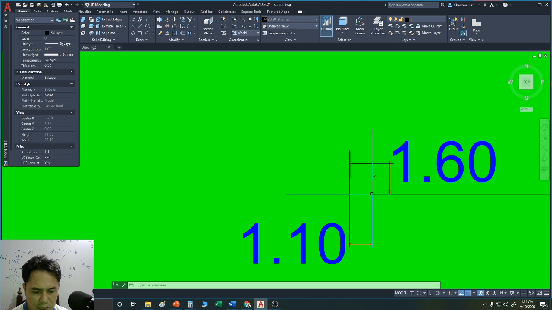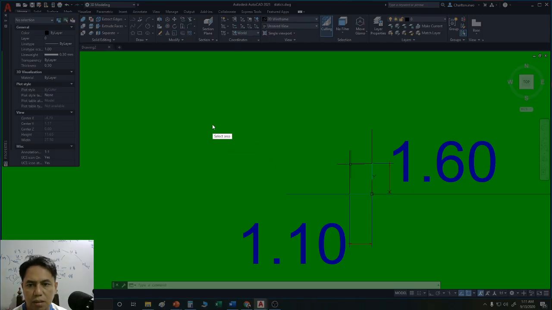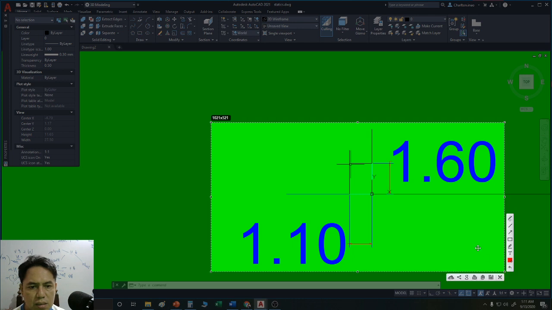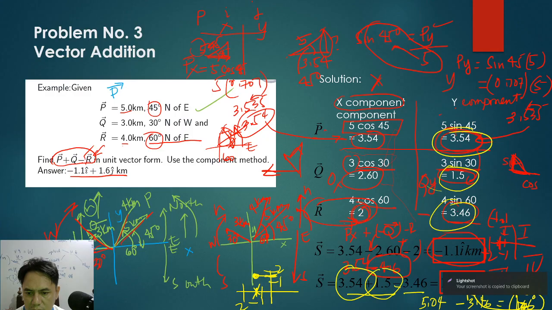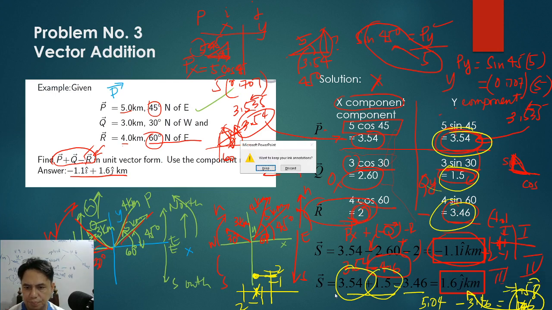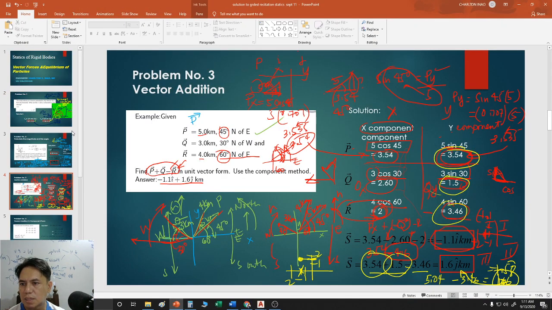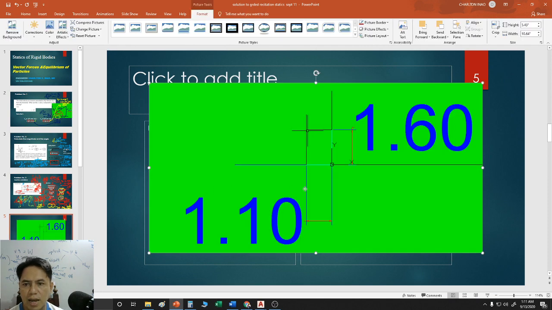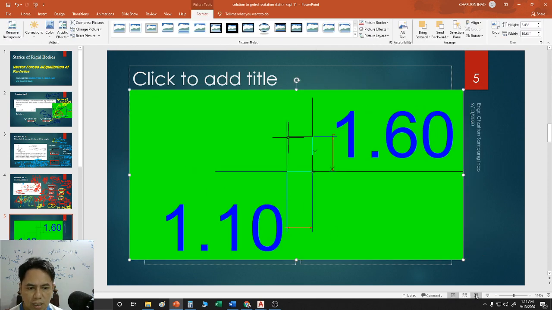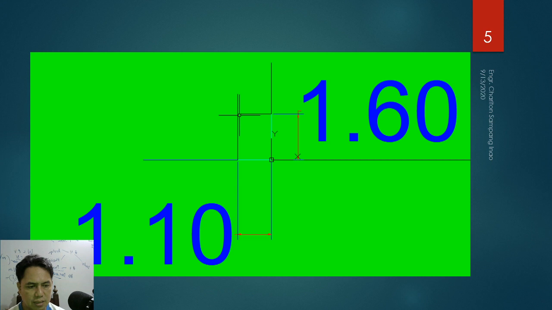Intersection. So let me catch this. Let me copy this, right? And then we go to this. Okay, so this is our solution. Then we just have to put this right in a vacant, right? Yeah. So this is our solution.